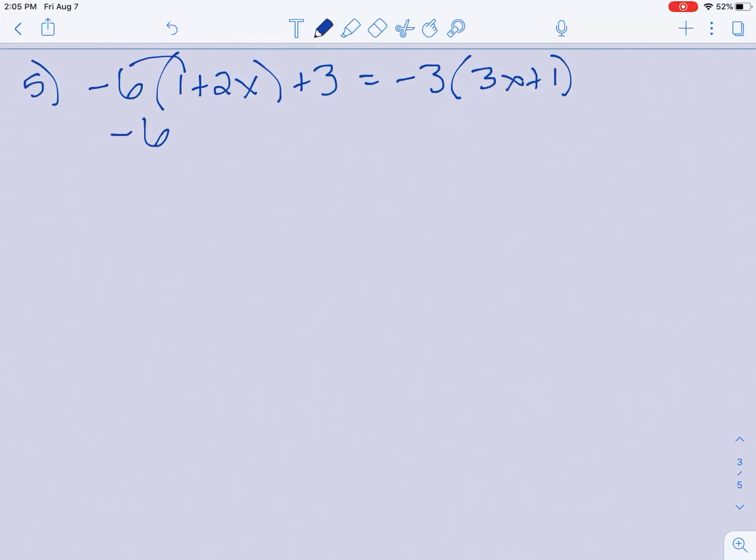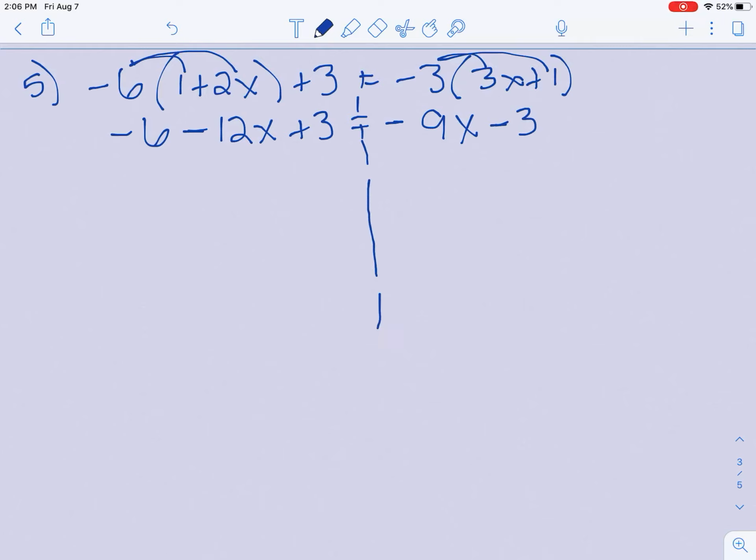So negative 6 times 1 is negative 6. Negative 6 times 2x would be minus 12x. Bring down my plus 3 and my equal sign. Now I'm going to distribute the negative 3. Be careful with that negative. So I have negative 3 times 3x would be negative 9x. Negative 3 times 1 would be minus 3.